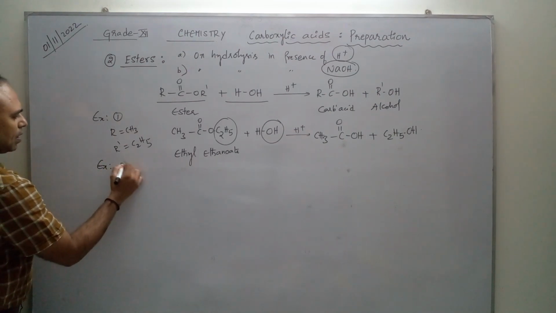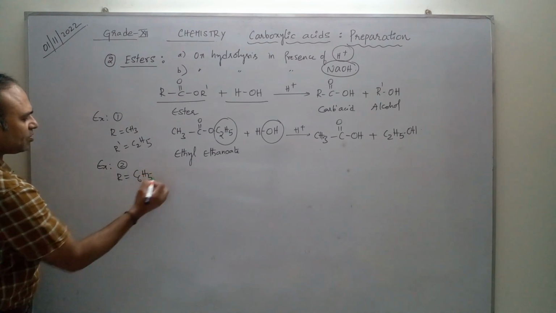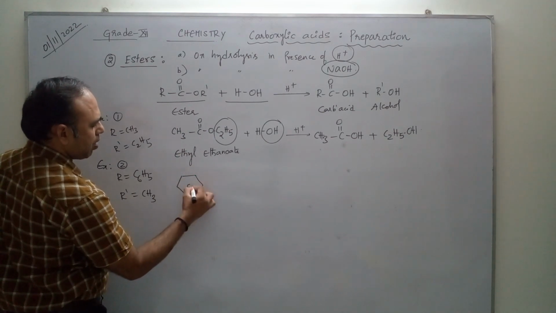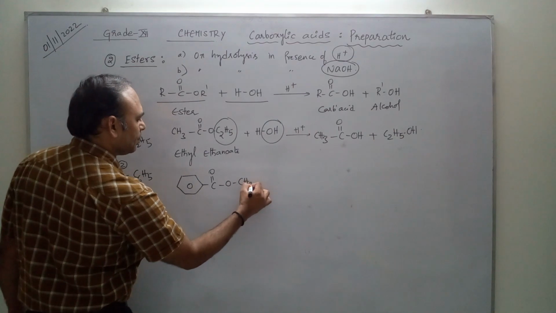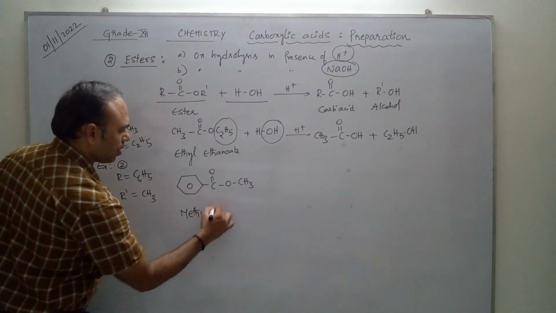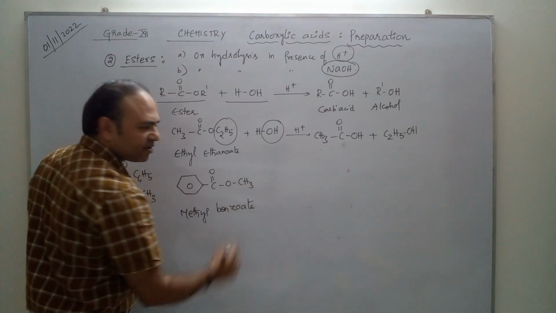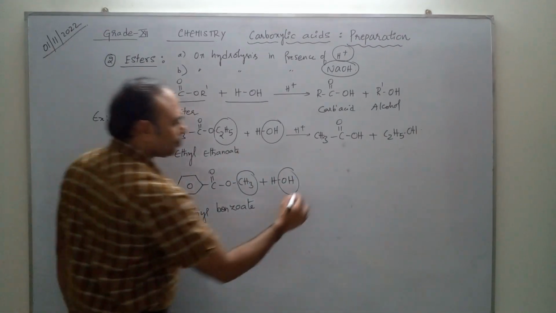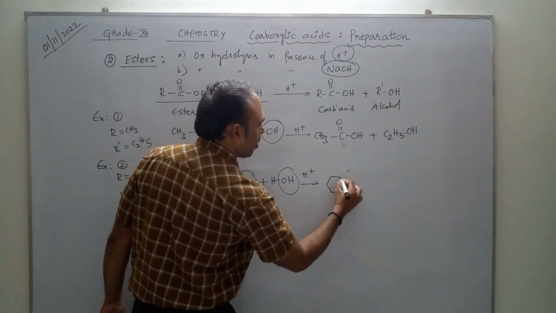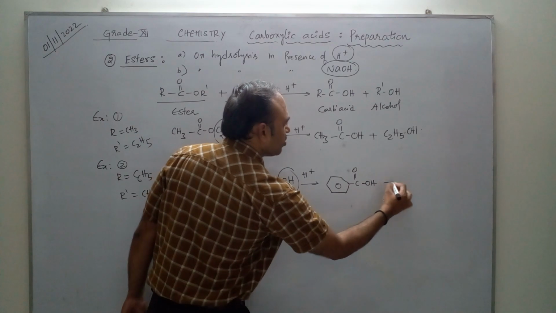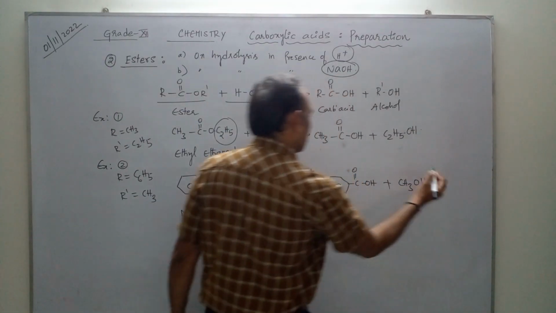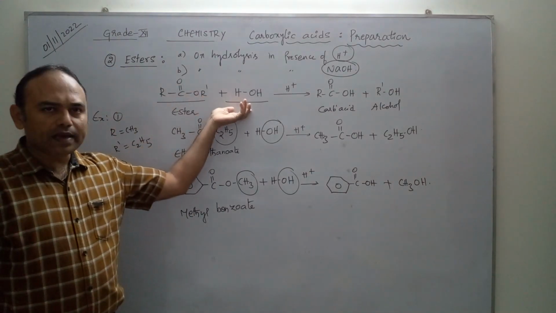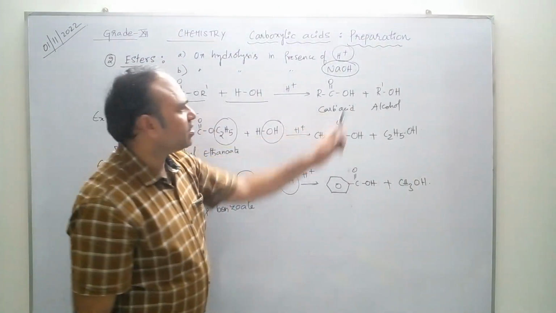Now let us take the second example. R is phenyl group C6H5, R dash is methyl group. Once again, by substituting, C6H5COOCH3, so this is methyl benzoate. See, the nomenclature of esters we have already discussed. Plus HOH. Now one product is alcohol, the other one is benzoic acid. So hope you have understood this. So using mineral acid, from ester by hydrolysis, you can get carboxylic acid along with alcohol.